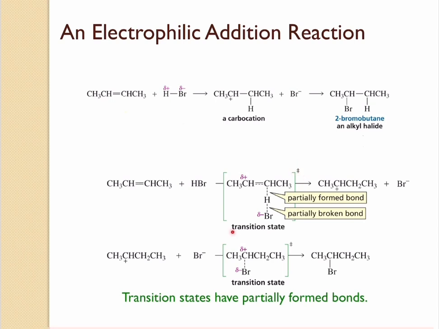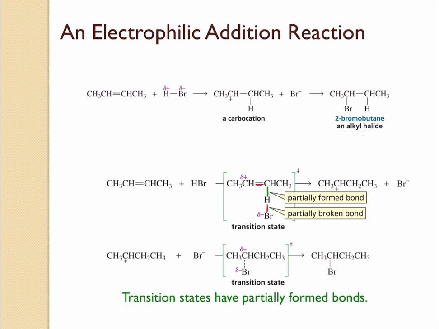So in this first transition state, there are two bonds that are in the process of breaking. The first bond that is breaking is the bond from the double bond, and the second bond that is breaking is the bond between the H and Br. So these two bonds are in the process of breaking, whereas this bond is in the process of forming.